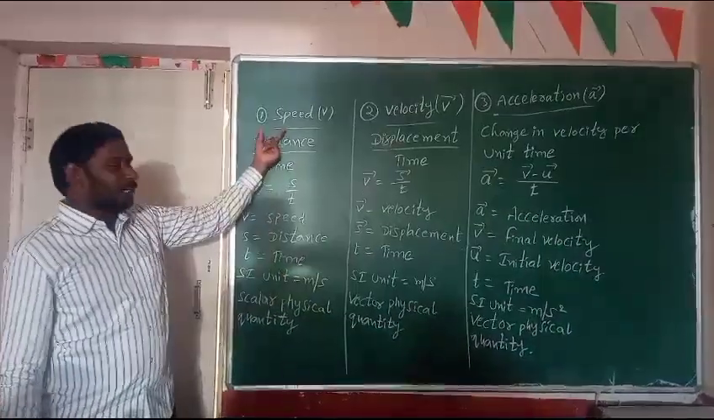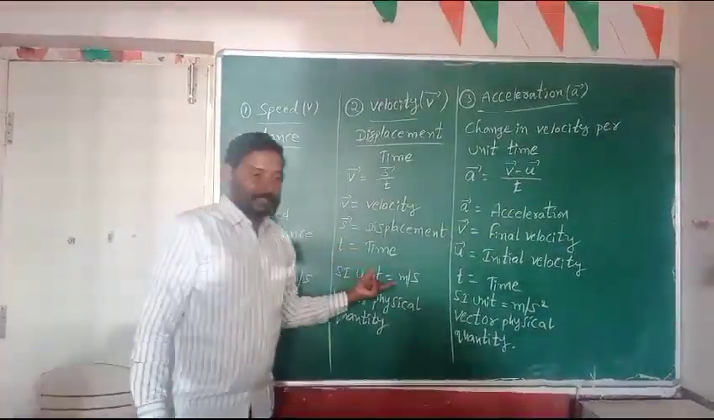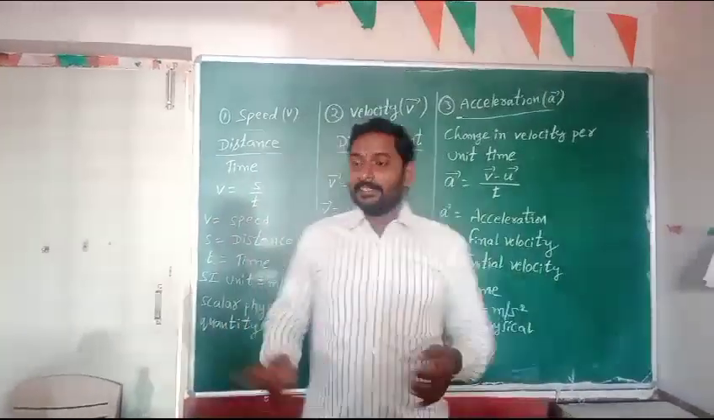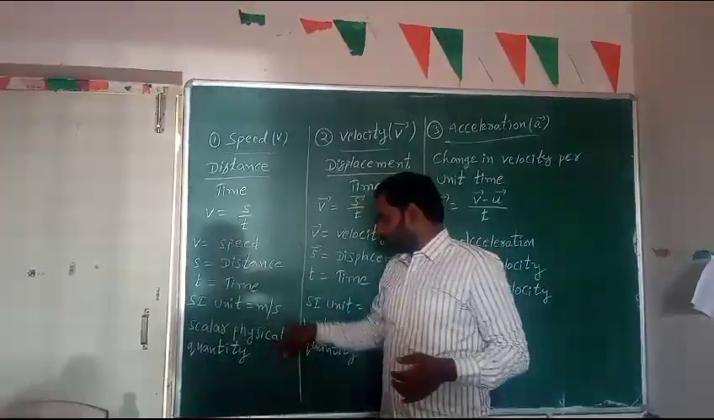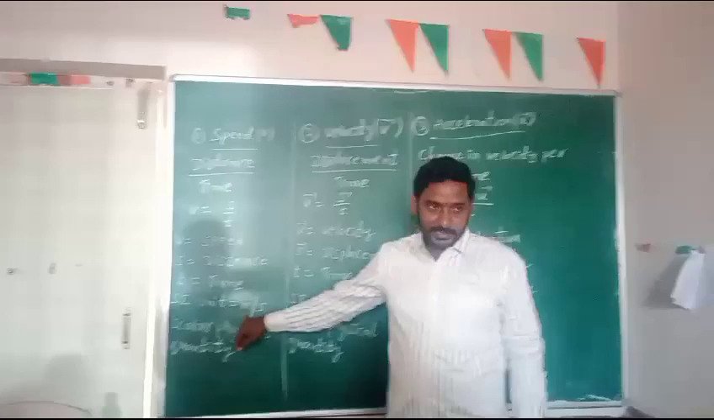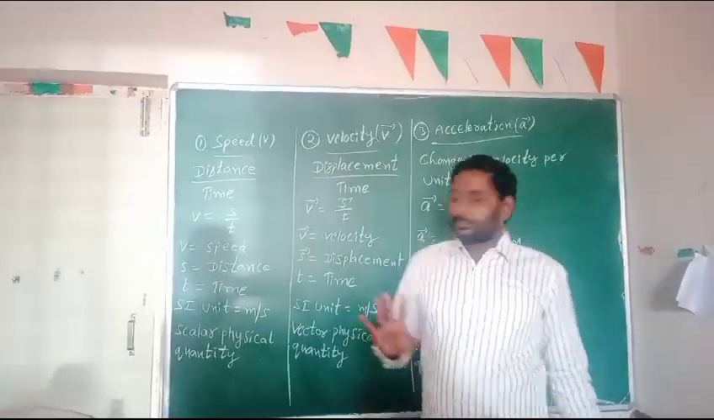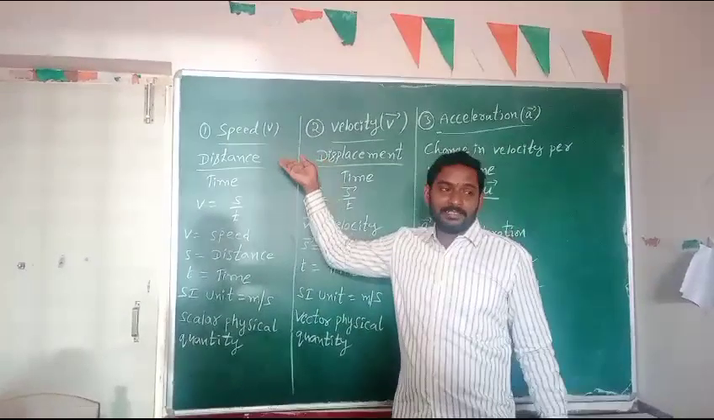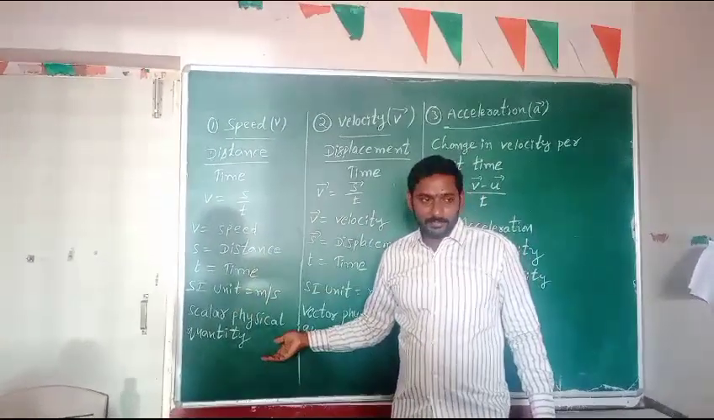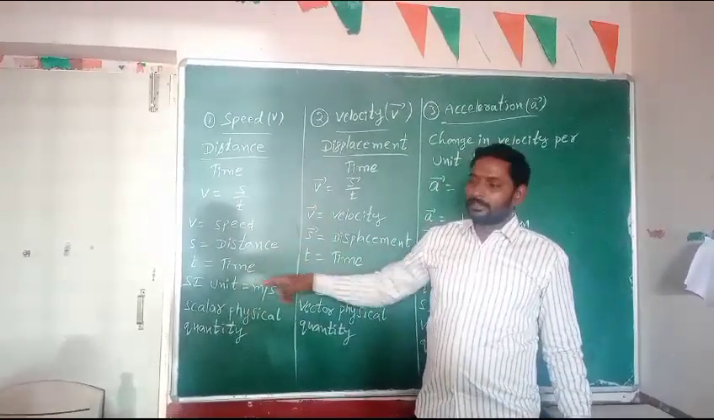The SI unit of speed is meter per second and the CGS unit of speed is centimeter per second. Here M is meter, the SI unit of length, and S is second, the SI unit of time. And speed is a scalar physical quantity.